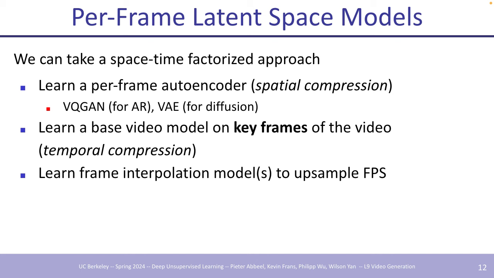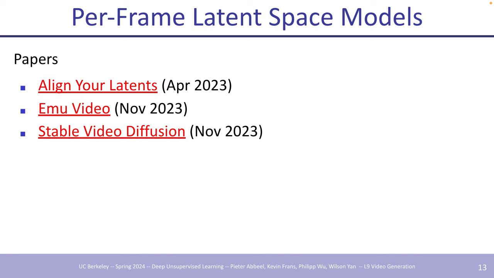So what these papers usually do, a very simple way of doing temporal compression, is you just lower the frame rate. It is very lossy, but it actually works decently well. It's very similar in spirit to the super resolution, or the FPS super resolution, where you sample your video at a low frame rate. 4 frames per second is pretty standard. And then after that, you could learn a separate frame interpolation model to upsample the frame rate. So in this case, there usually is not a spatial super resolution model, only something over time. These are a few papers, if you're ever interested: Align Your Latents, Emu Video, Stable Video Diffusion. They all use a similar approach, most of them in the past year or so.